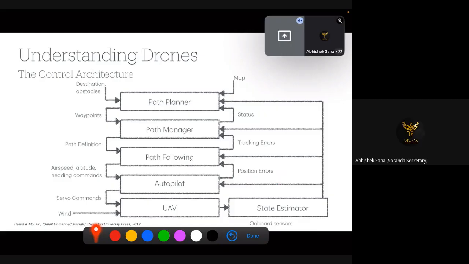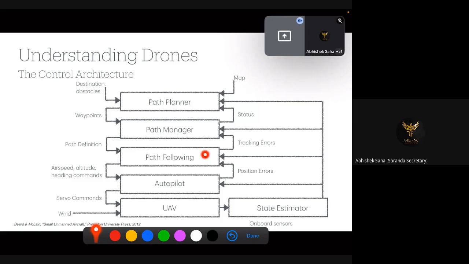The commands are basically what is the altitude, what is the heading that it should maintain, what is the velocity it should maintain, and so on. So the airspeed, altitude, and heading commands are received by the autopilot. Depending on that, it generates servo commands. Once the UAV responds, the state estimator measurements come, and the autopilot says, hey, this is the position error that I have. Now how much airspeed and altitude and heading have to be corrected.